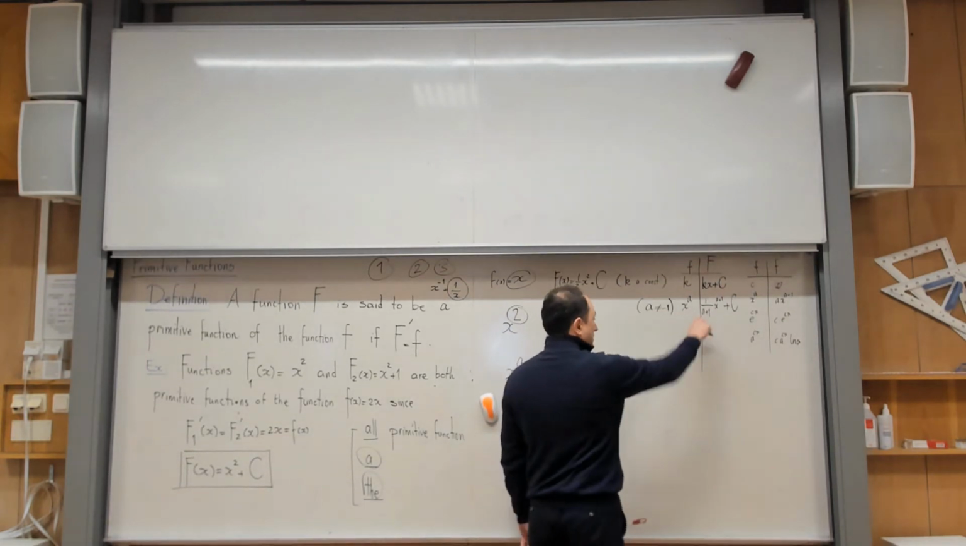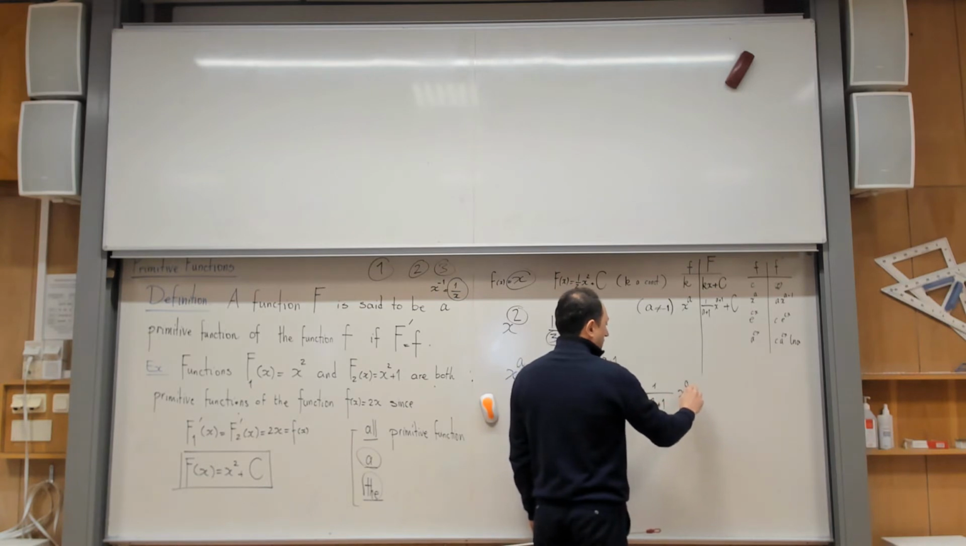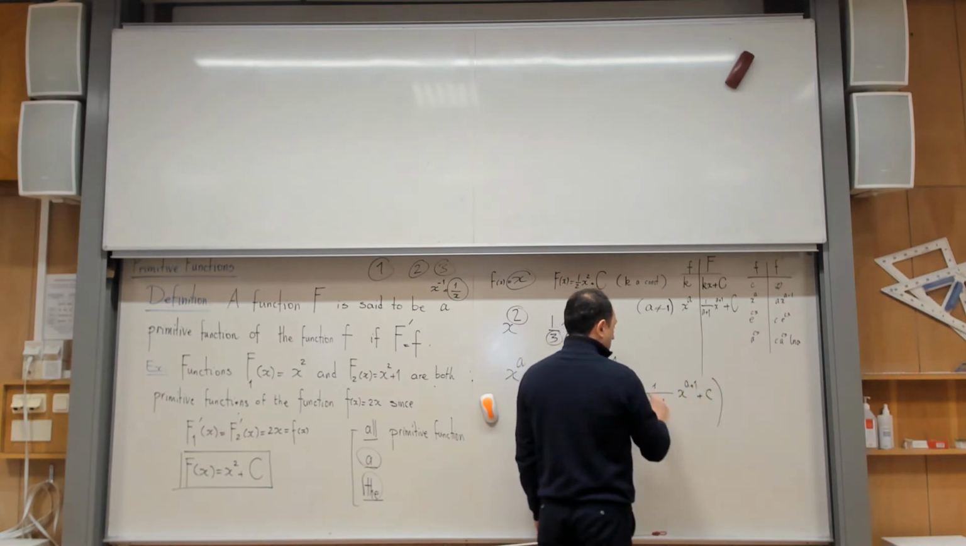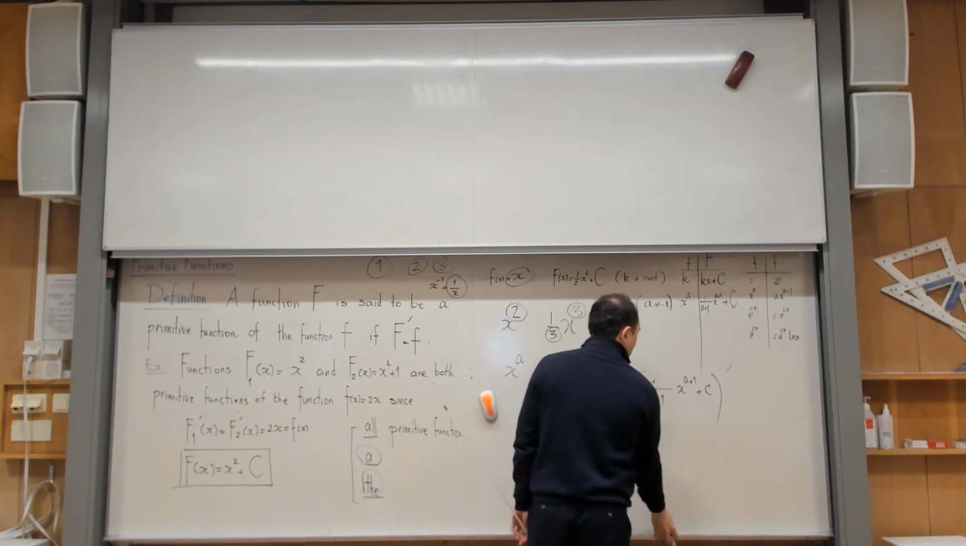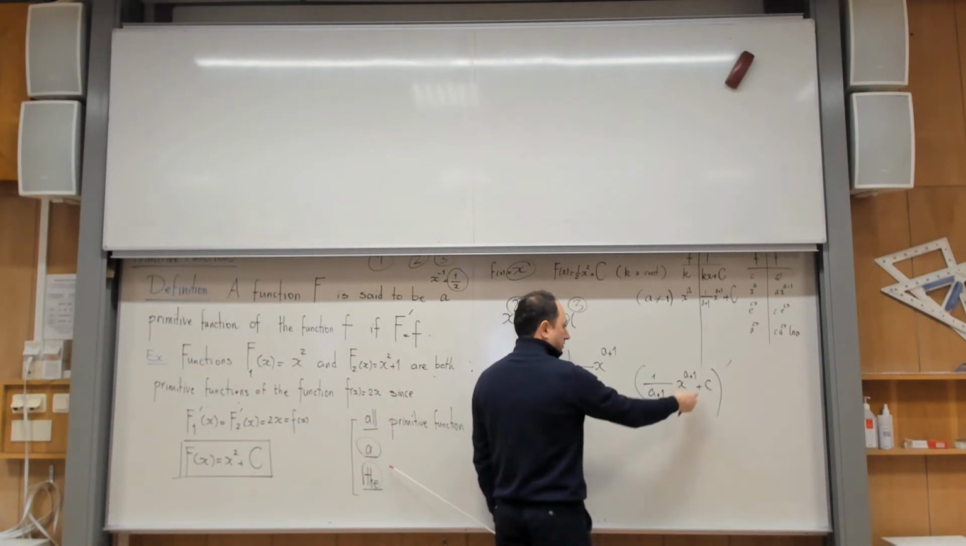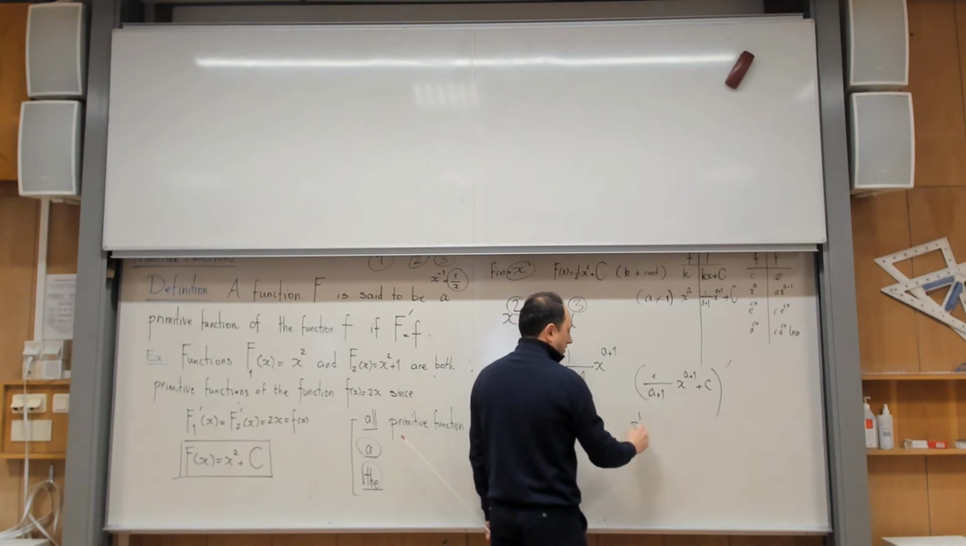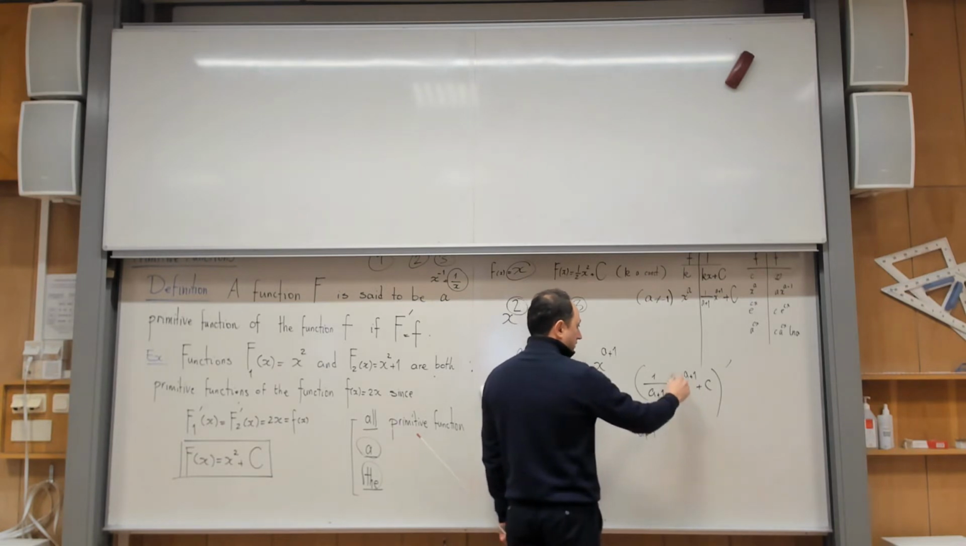Let me differentiate this function: 1 over a plus 1, x to the power of a plus 1, plus c. Let me differentiate it. The derivative of the sum of two functions is the derivative of the first one plus the derivative of the second one. But that is a multiplicative constant, so I just write 1 over a plus 1, and I differentiate this part.